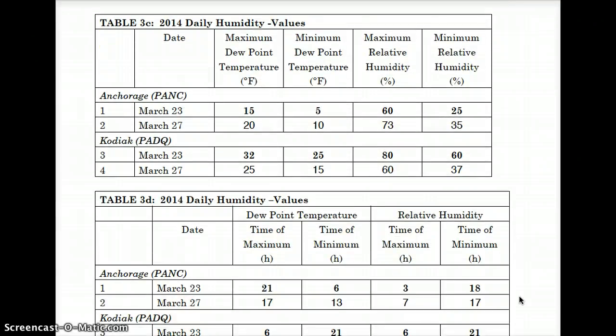On Table 3C, for the second attempt for March 27th, the max dew point temperature was 20, the minimum was 10, the maximum relative humidity percentage was 73, the minimum relative humidity percentage was 35. And on the fourth attempt for March 27th, the max was 25, the minimum was 15, the maximum relative humidity was 60, and the minimum relative humidity was 37.